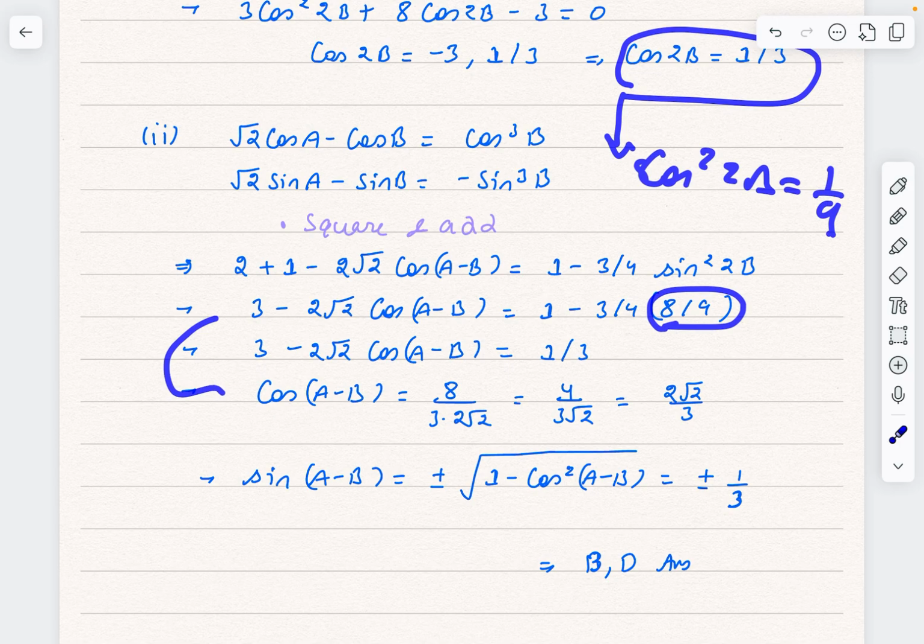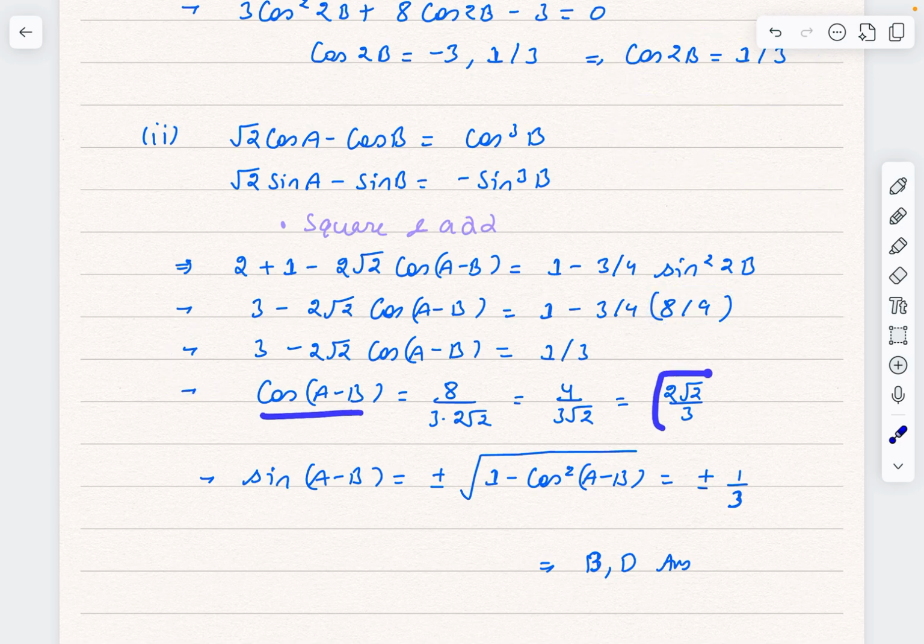So when you solve, you get the value of cos(A minus B) to be 2 square root 2 over 3. And sin(A minus B) we can write as plus minus root of 1 minus cos square(A minus B). So this is 2 square root 2 by 3, and this will come out to be plus minus 1 by 3. So the answer will be BD. So, good problem, guys. Next.